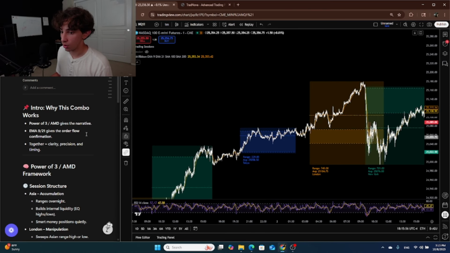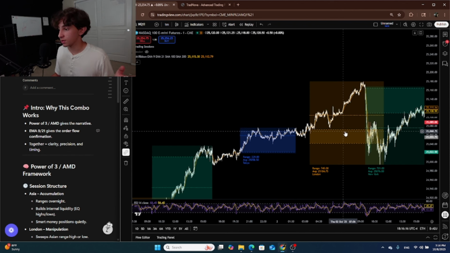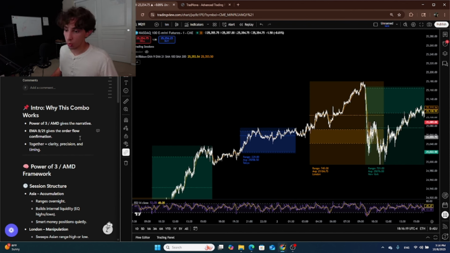So simply, let's go over all this. Intro to why this combo works. First of all, this is derived off of the power of three, which is AMD. And combining these three things gives us a strong narrative, and I'll get further into how that framework works. And coupling that with EMA, using specifically 9 and 21 EMA, gives us the order flow confirmation, right? Together, we get clarity, precision, and timing.